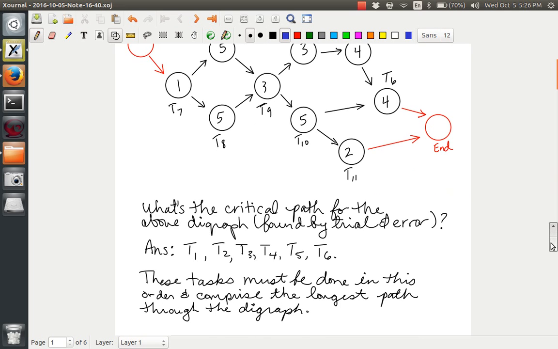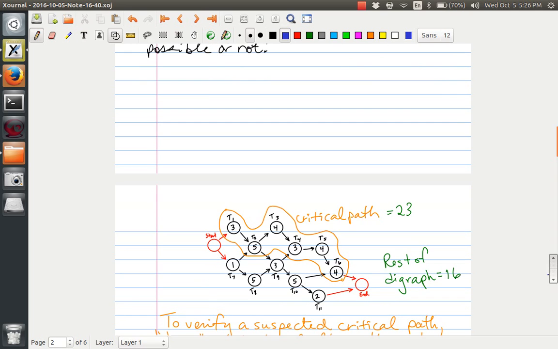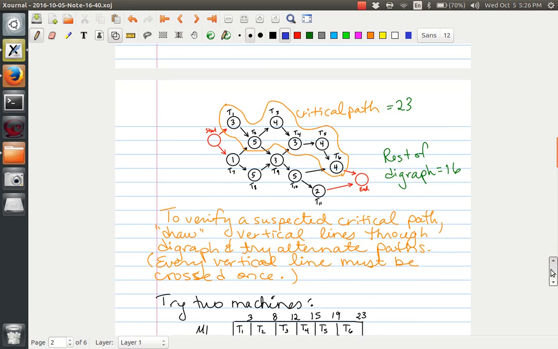I guess, there we go. Okay, so I'm saying to verify a suspected critical path, do what we just did and mess around with it until you're convinced that that's the best critical path. Again, I'm not being mathematical here because there are algorithms and we can talk about that, but right now I just want you to figure it out by your gut.